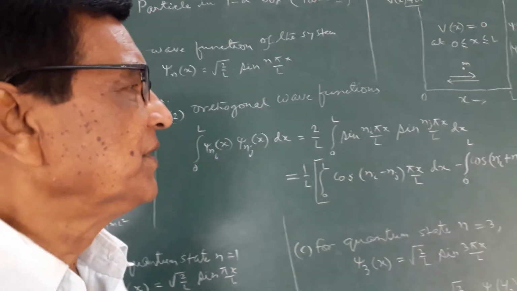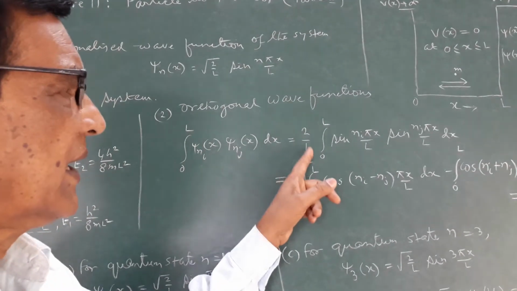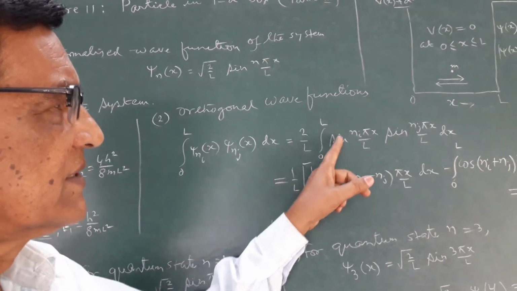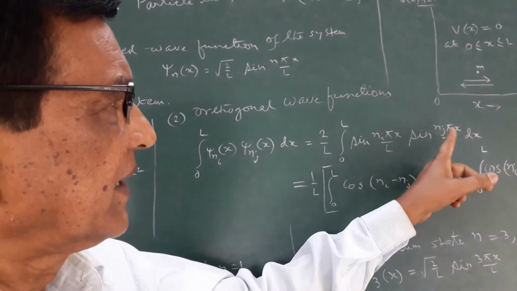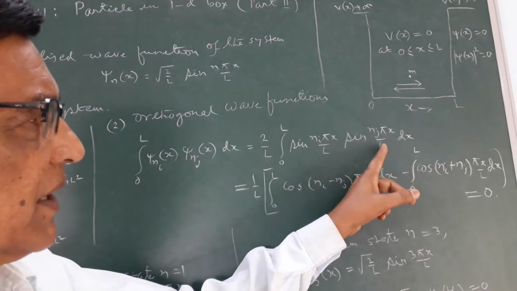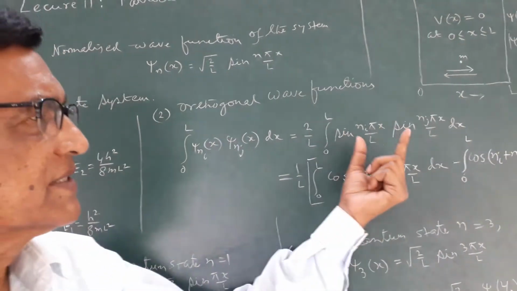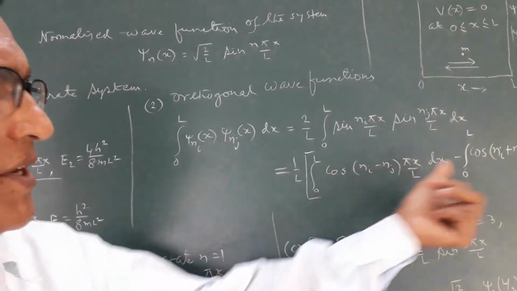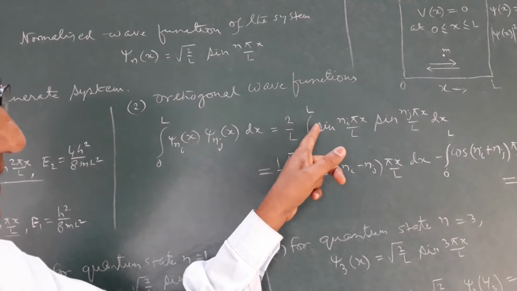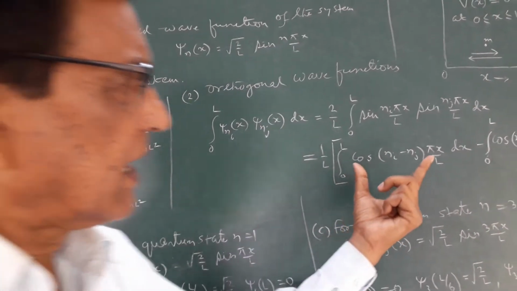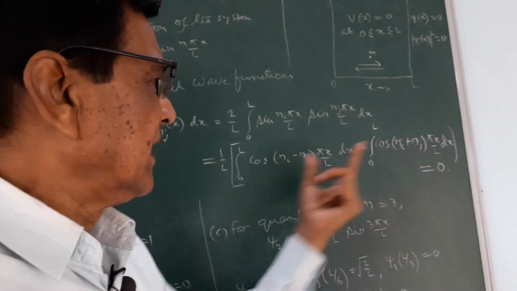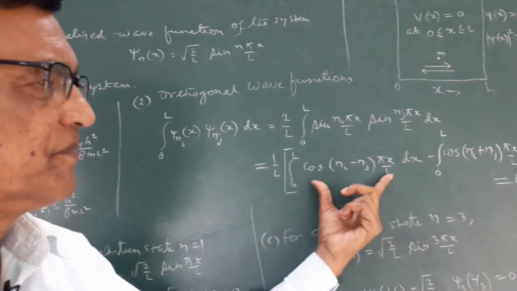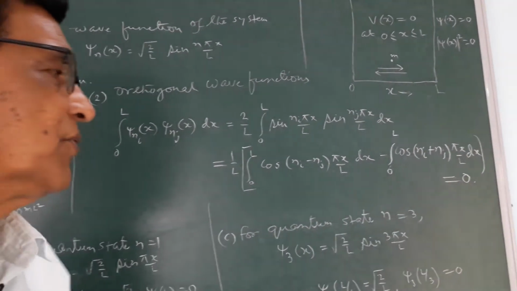Whenever we are doing this mathematics, we have root over 2 by L squared, that is 2 by L, and sin(n pi x by L) and sin(nj pi x by L) dx. The sine functions are converted into cosines, the 2 is taken inside the integration, and we get this part and this part. Whenever we do this integration and put in the limits, each of the integrals will be equal to 0.